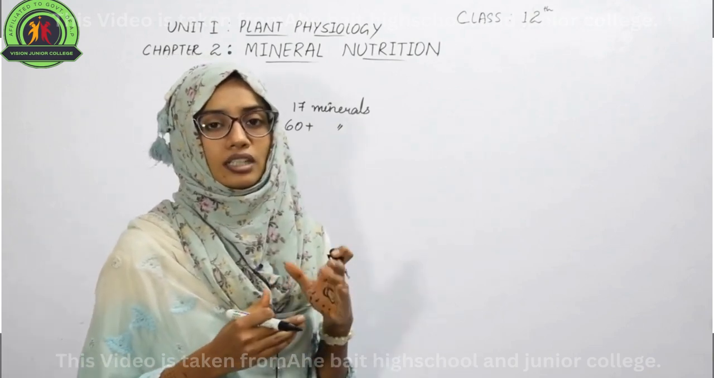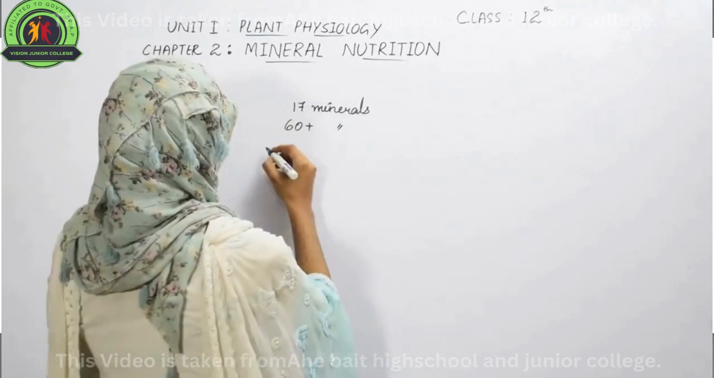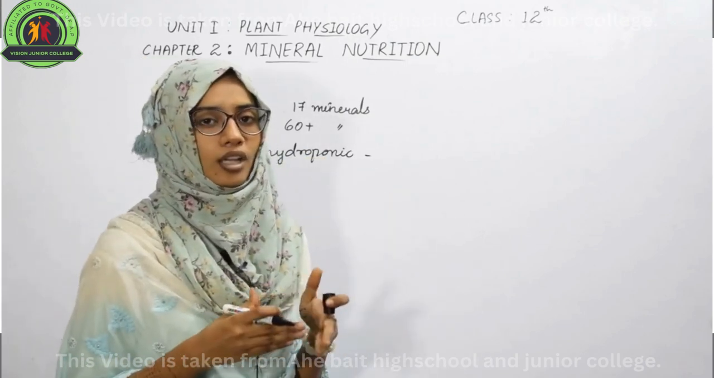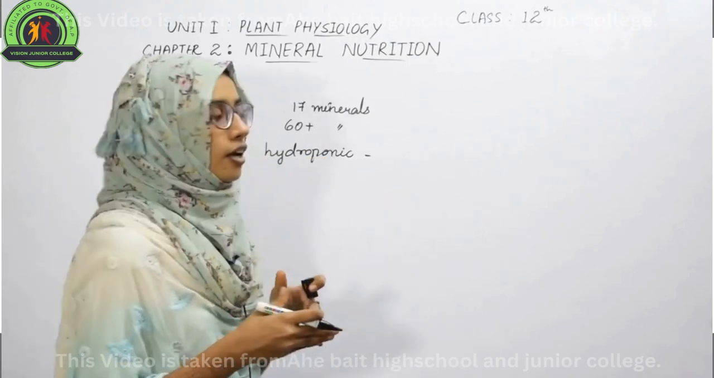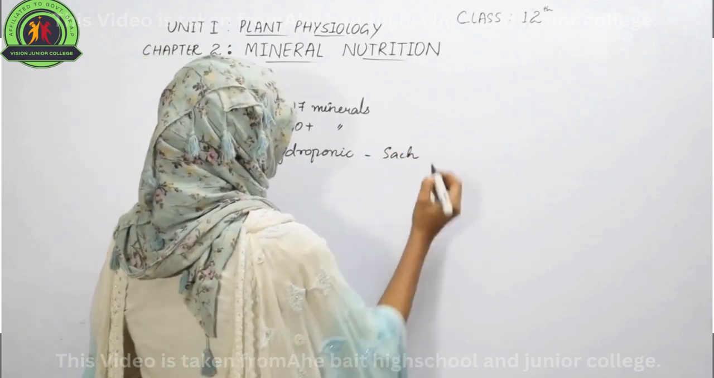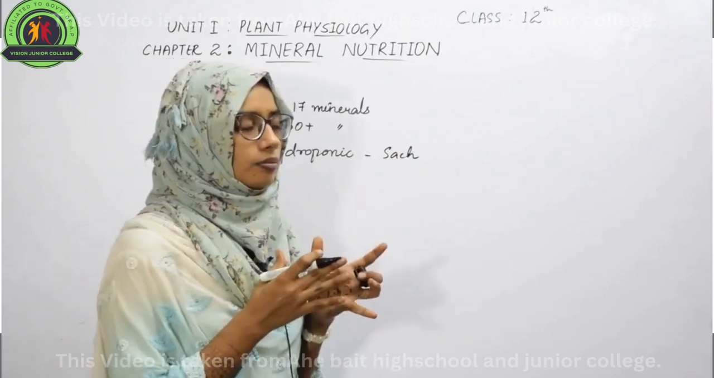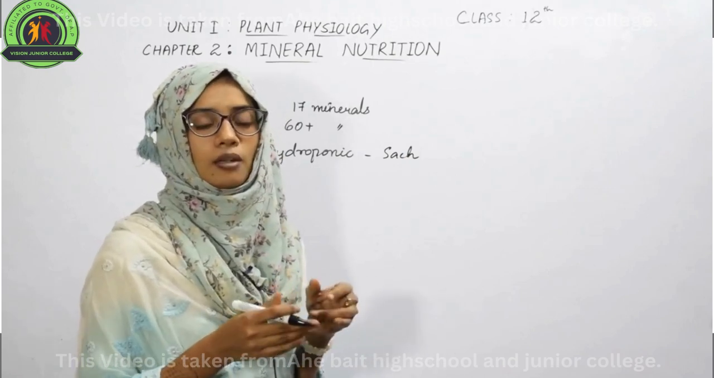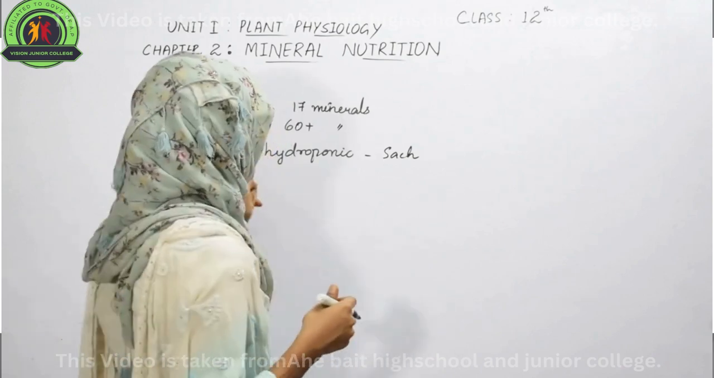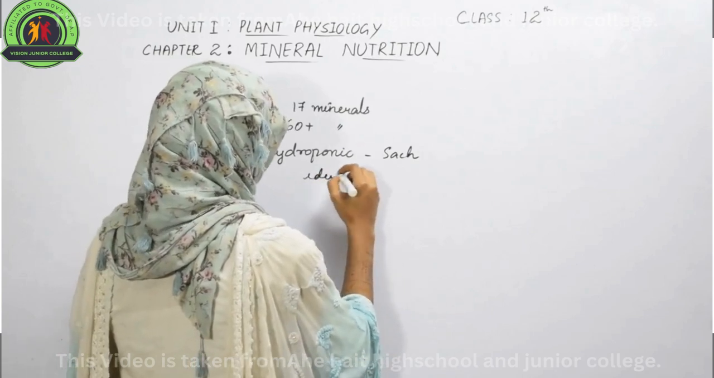We came to know that these 17 elements are essential for the plants by a technique, hydroponics. Hydroponics is a technique of growing plants in a nutrient medium without soil. This technique was used by a scientist named Sachs, and he showed that when the plant is kept in a nutrient solution, then by this experiment we came to know about the essentiality of the nutrients.